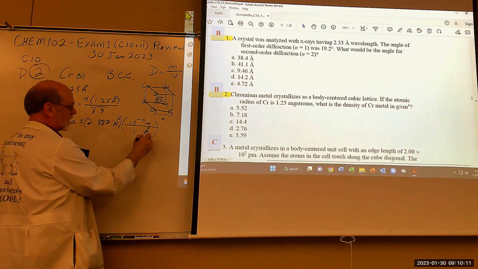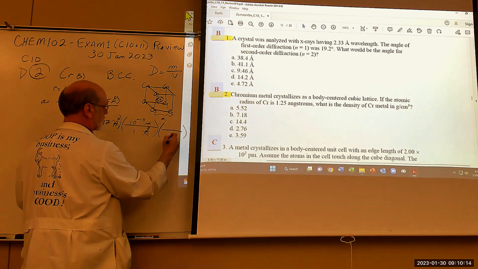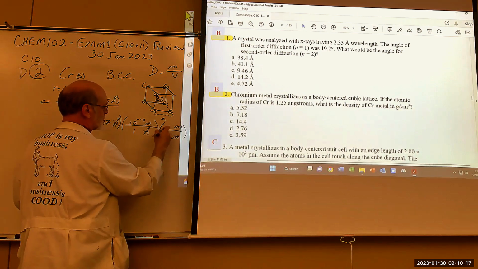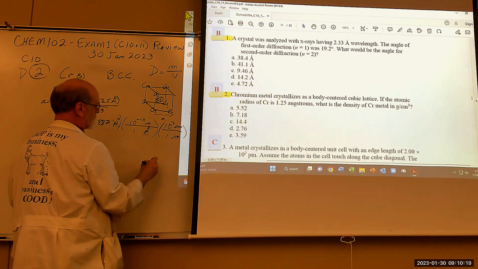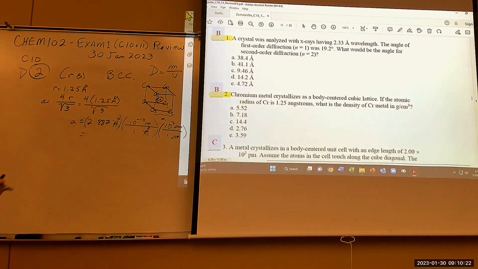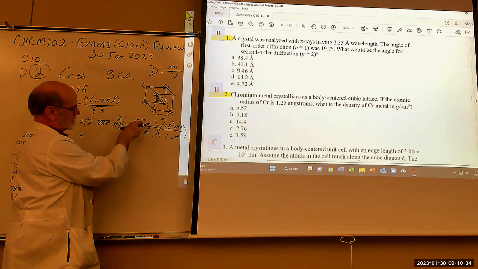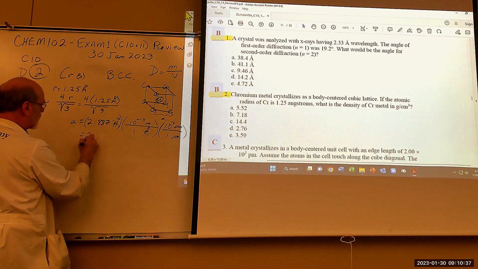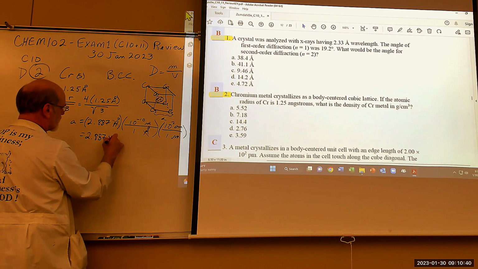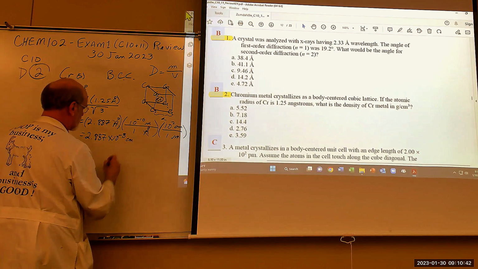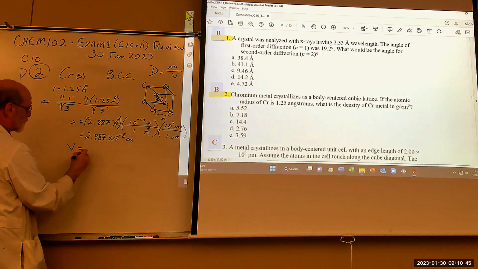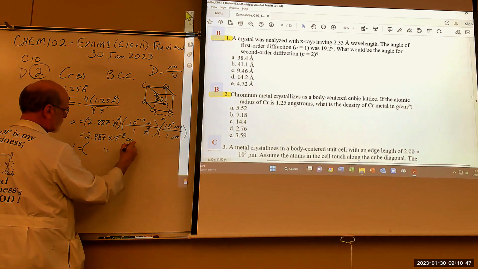Right. So we're going to have to chain it together. This is dimensional analysis. So get rid of the meters and leave centimeters. There are 100 centimeters in a meter. Okay. So that will give us centimeters. 2.887, and then this is 10 to the minus 8, right? 2.887 times 10 to the minus 8 centimeters. So the volume is equal to this cubed.